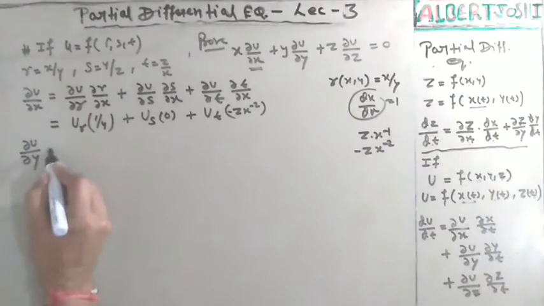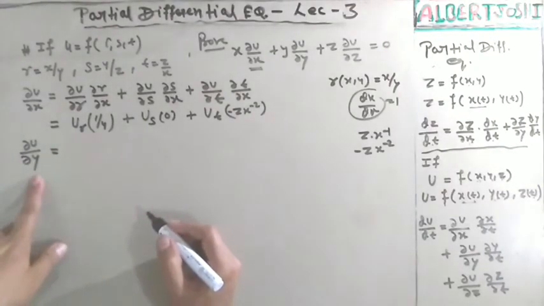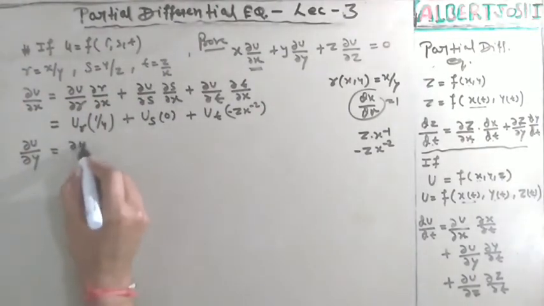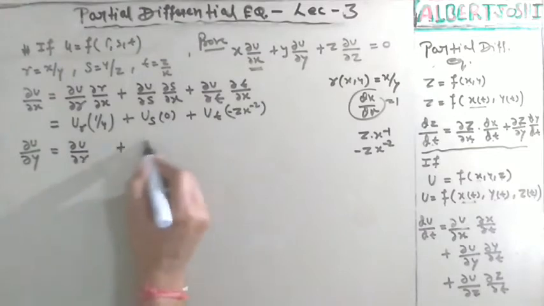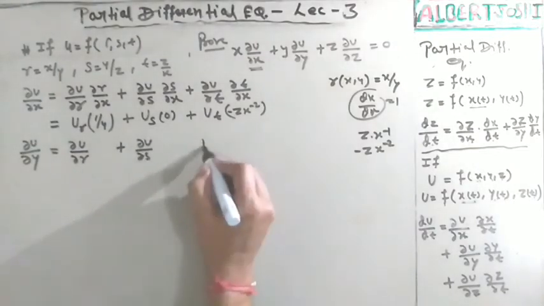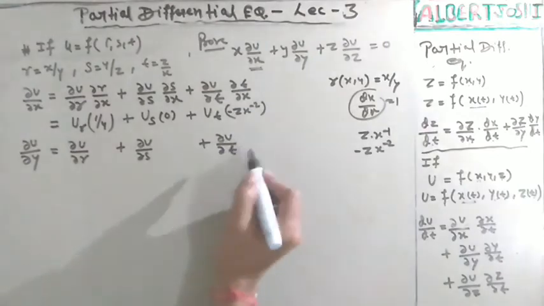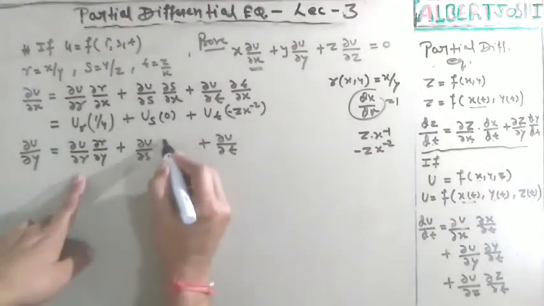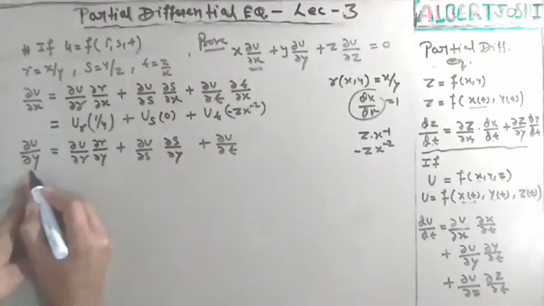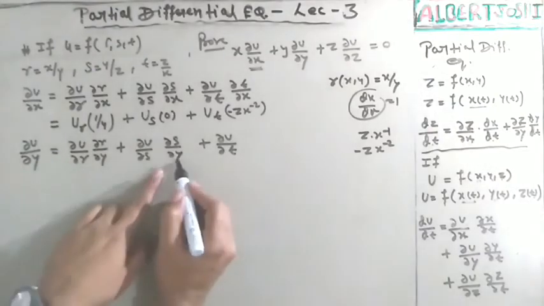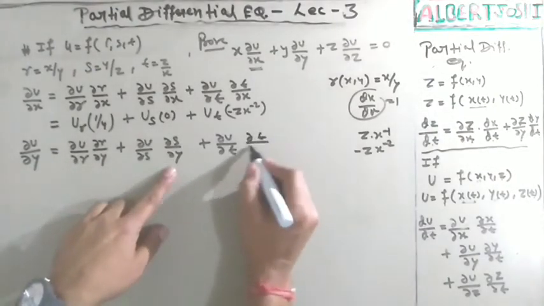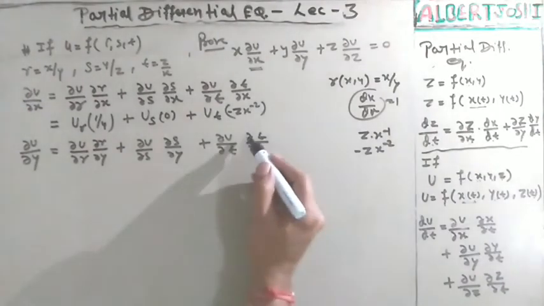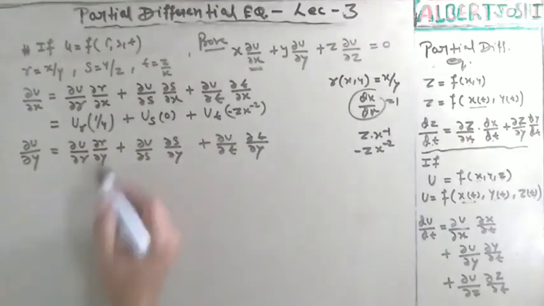Del u upon del y, again you have to differentiate u with respect to y. It means that in u there are a total of 3 variables. So at first we will differentiate with respect to r, then with respect to s, then with respect to t. Now in r there are a total of 2 variables, so del r upon del y, del s upon del y, because we have to differentiate with respect to y, so we are using this, and del t upon del y. If you have any misunderstanding, you can also think that both are the same.